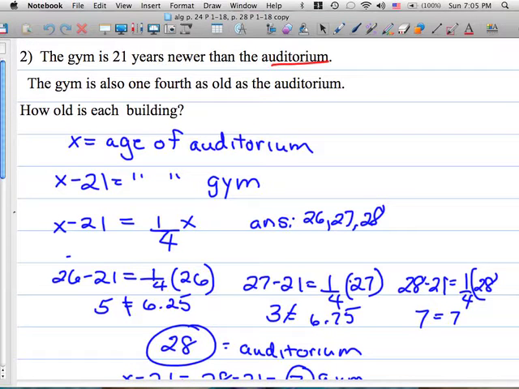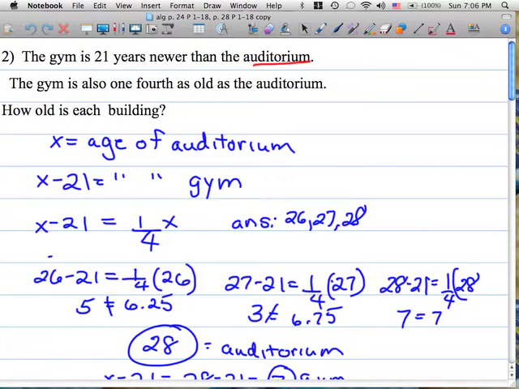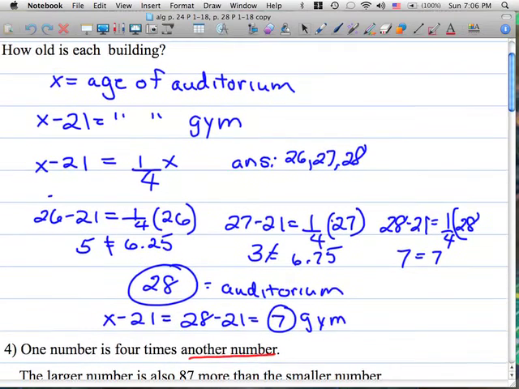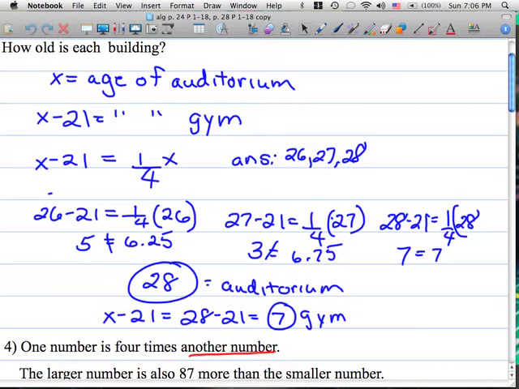Now I have to plug in my numbers and see if they work, and I want to see the work for this. So if I put in 26, I get 26 minus 21, which is 5, and that does not equal 1/4 of 26, which is 6.25, so 26 is not my answer. If I plug in 27, I get 27 minus 21, which is 6, and 1/4 of 27 is 6.75, so that doesn't work. So last one, plug it in, make sure it works.